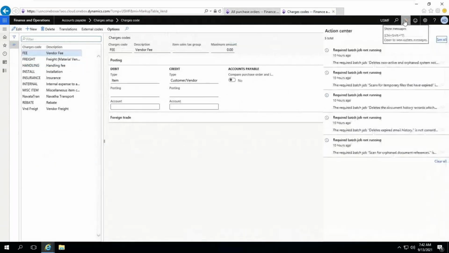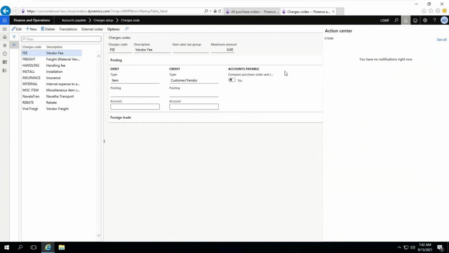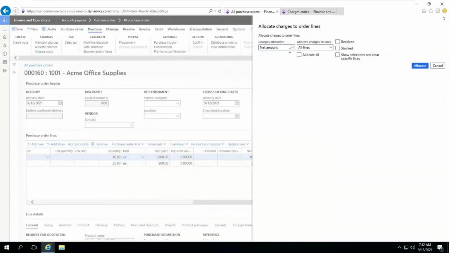So still batches are running. I don't know. Some required batch jobs are not running. No problem. So I have deleted batch jobs. It is giving me a warning. So now quantity. Based on quantity, second option.